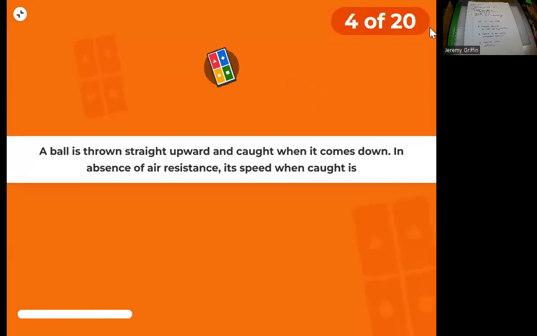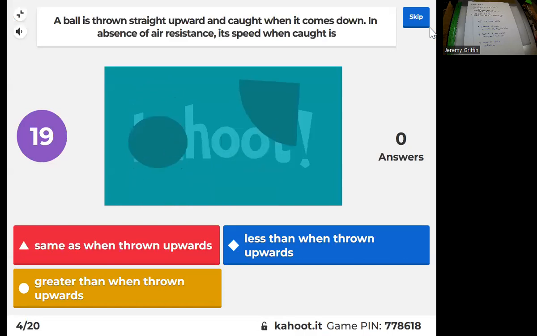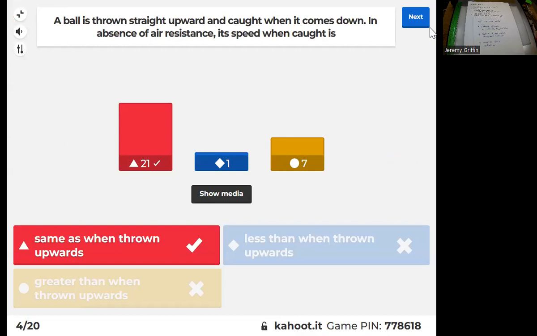A ball is thrown straight upward and is caught when it comes back down. In the absence of air resistance, its speed when caught... All right, who's got that? Same as when it had been thrown upwards.